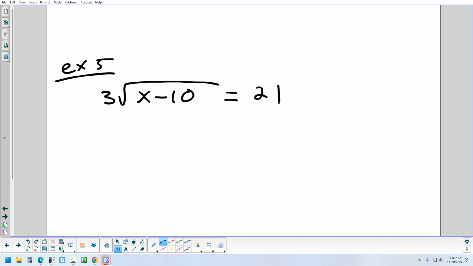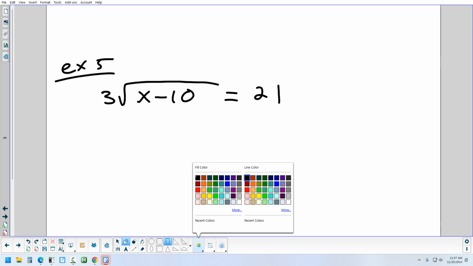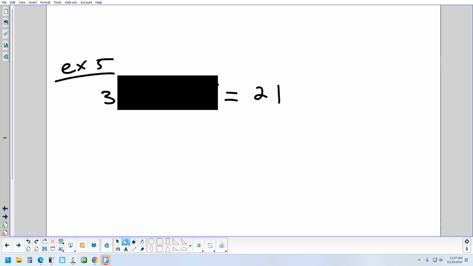Is the square root by itself? No. It doesn't even matter at this point what is in the square root box. Just think of it like that. It's 3 times something equals 21. You can't have the 3 times. That 3 times needs to go to the other side.